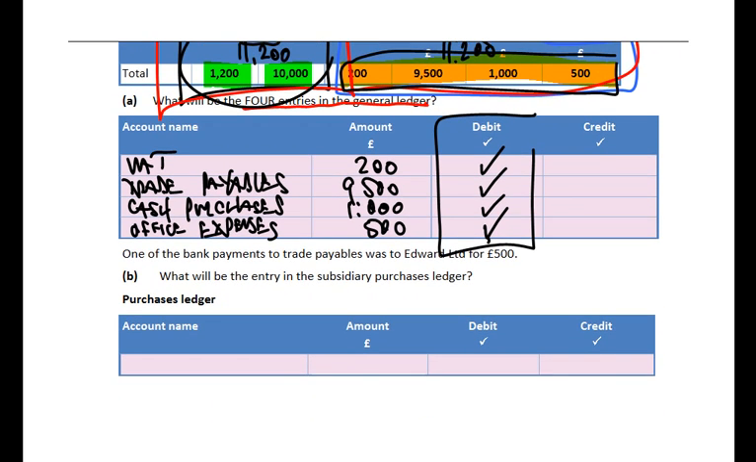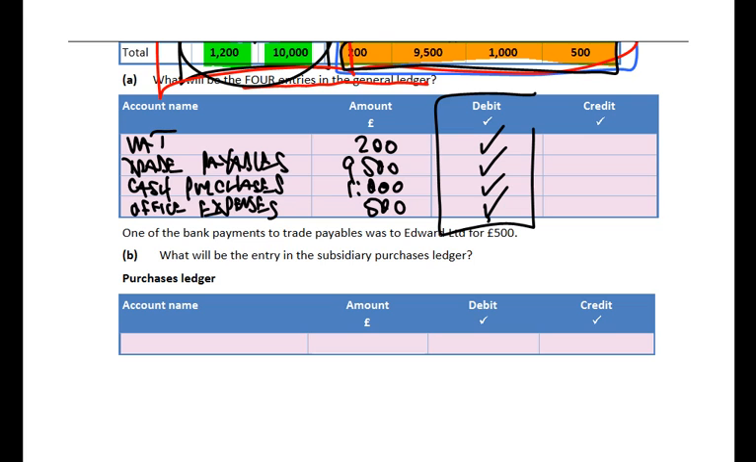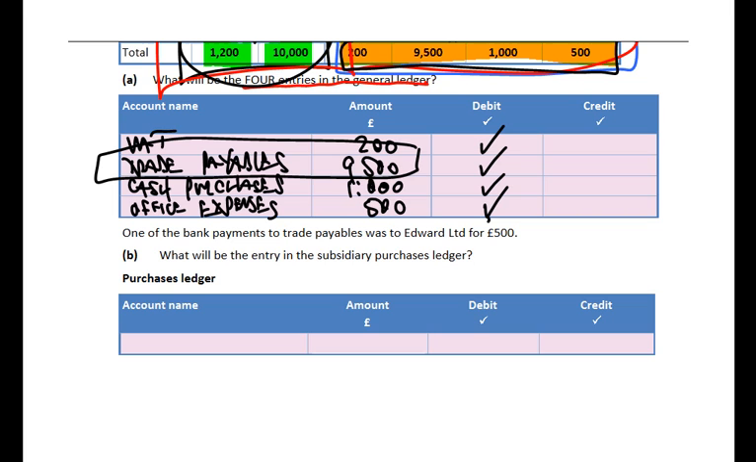Well, we're then told that one of the bank payments to trade payables, you'll remember we had that 9,500 that we'd paid to presumably some different credit suppliers, and one of the bank payments was to Edward Limited for £500. So Edward Limited must be one of our credit suppliers. That's why it would be analysed as trade payables payment. We must have owed them at least £500 and we've paid off that £500. So what will now be the entry in the subsidiary purchases ledger?